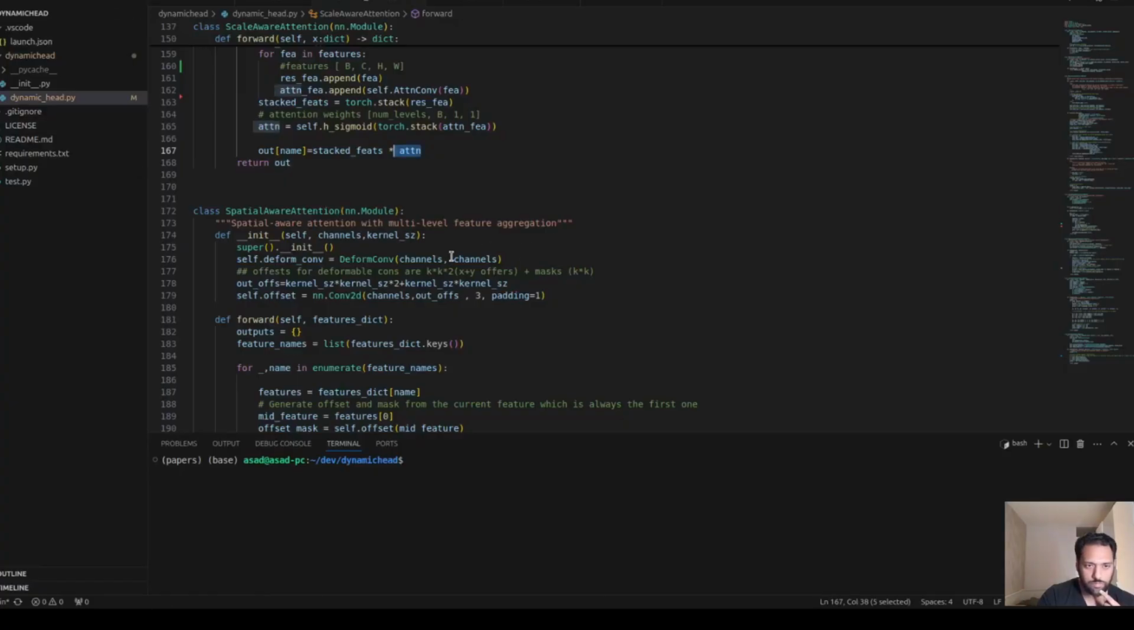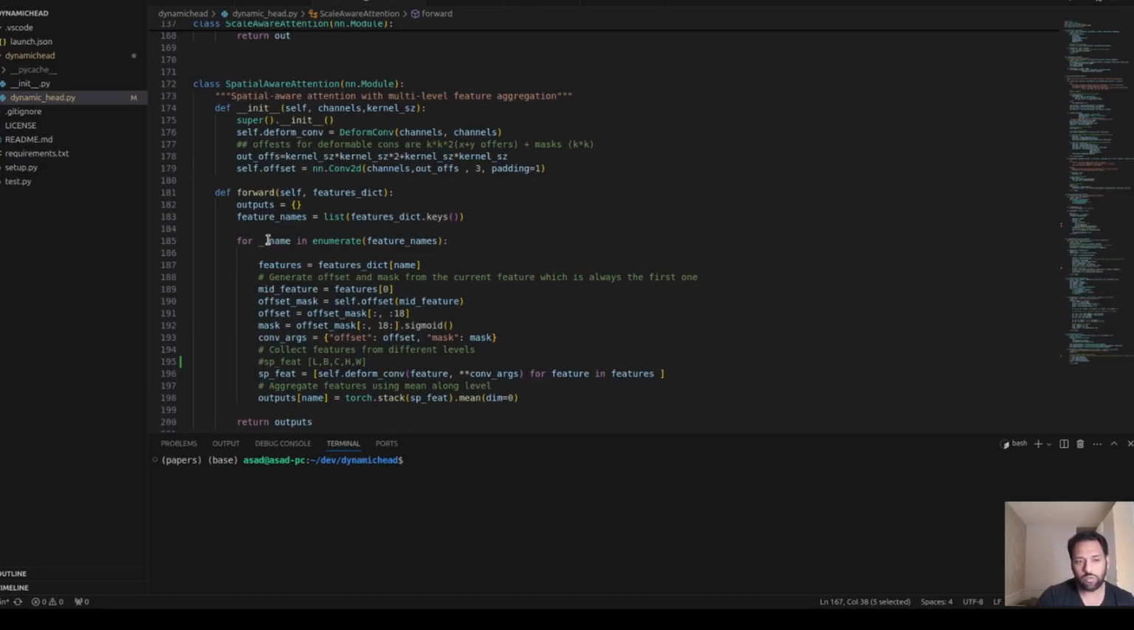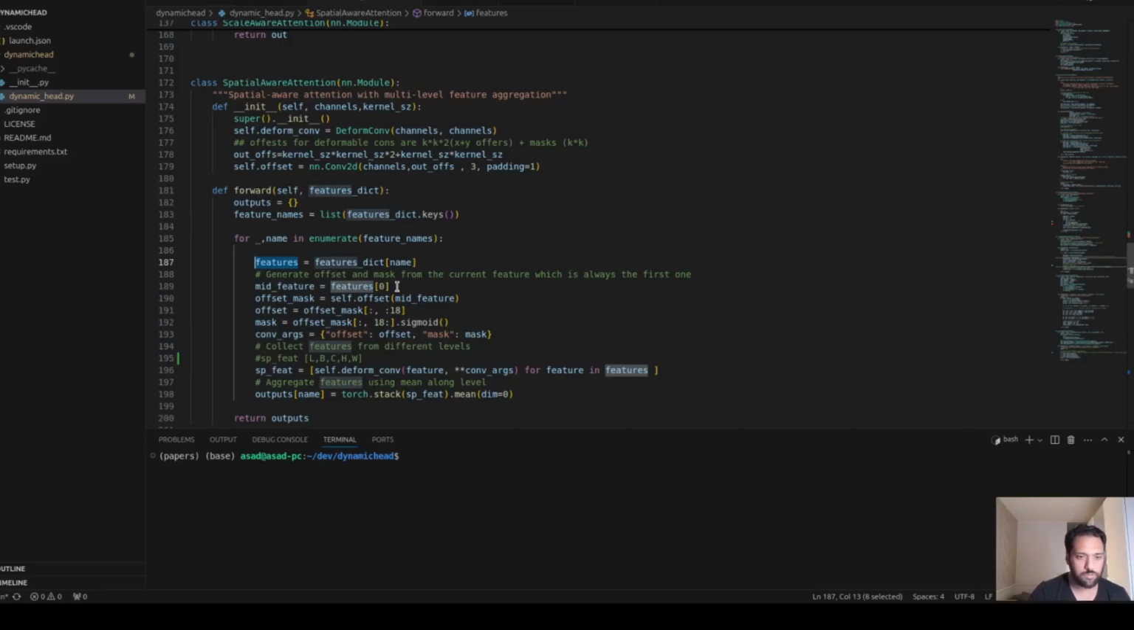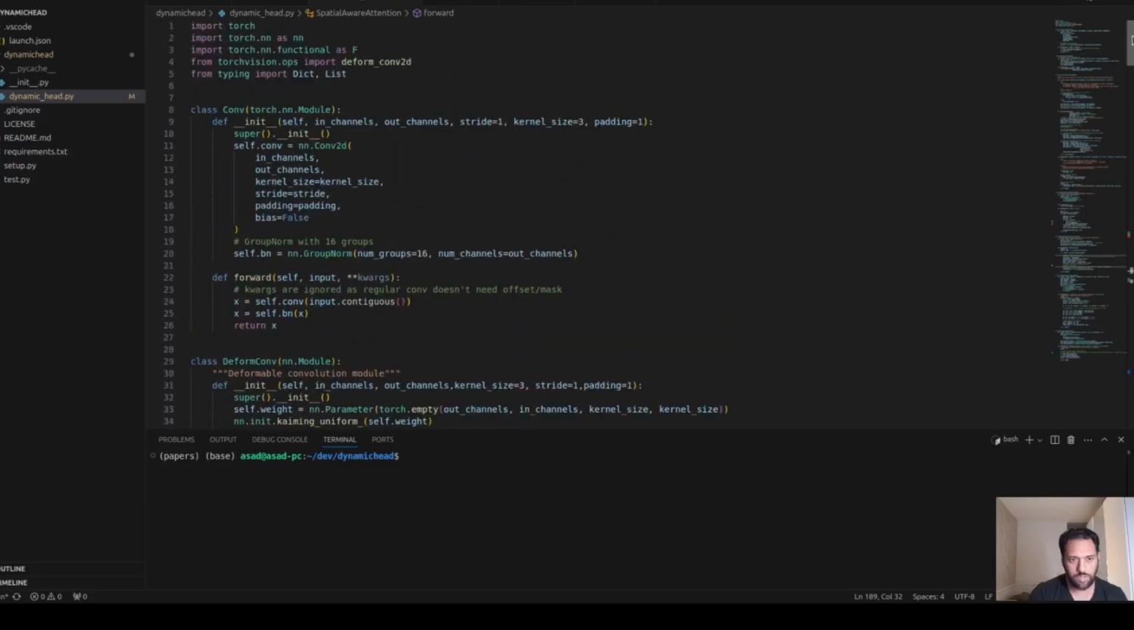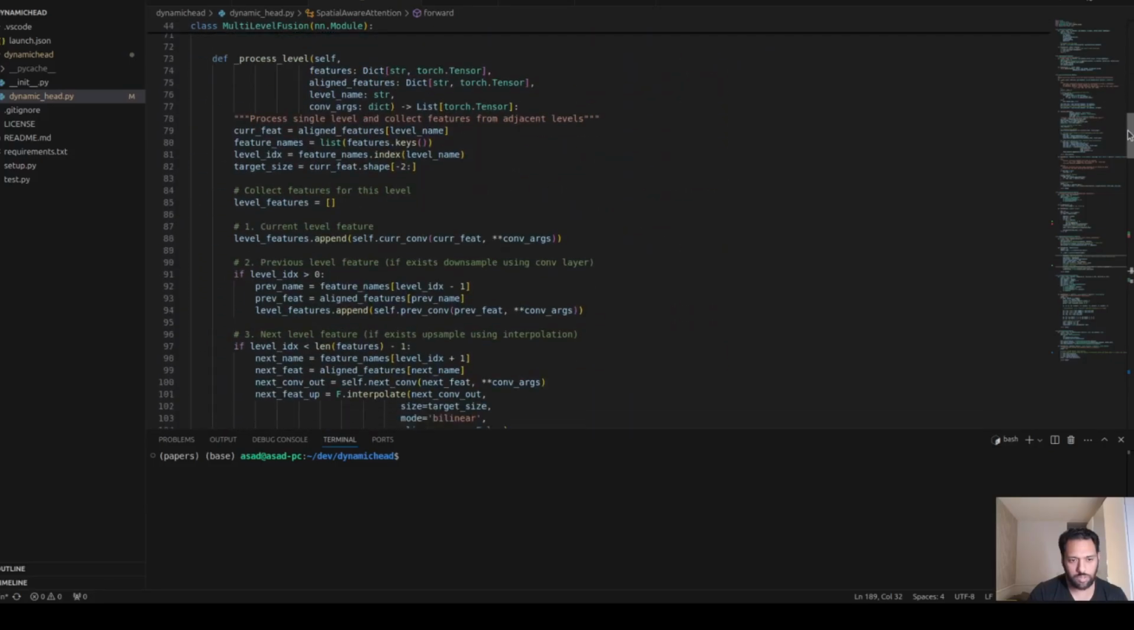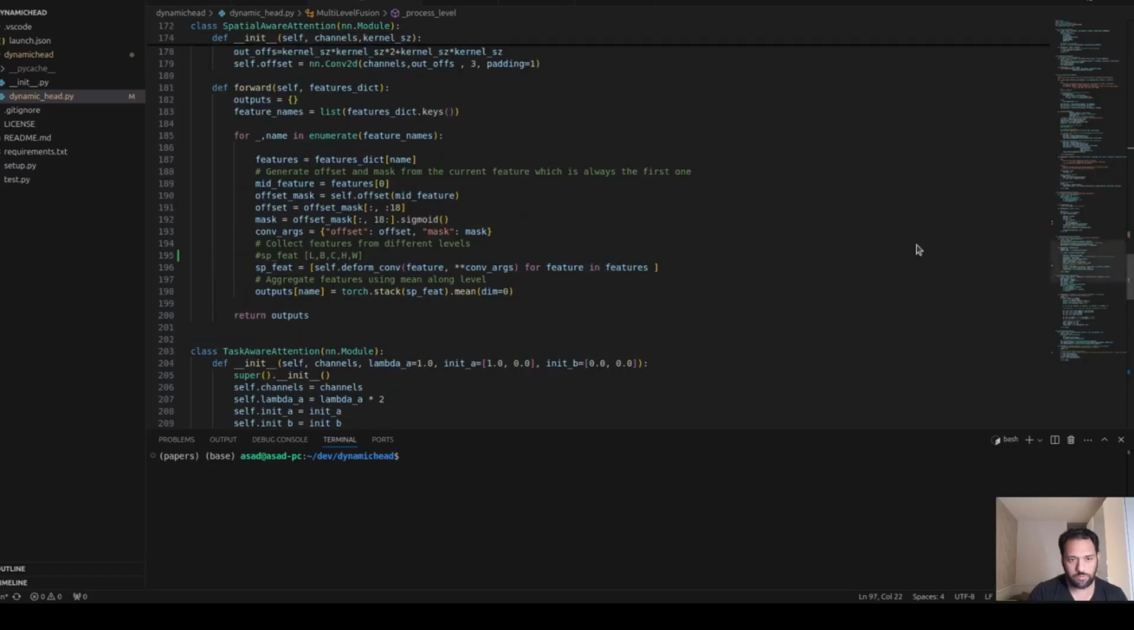And if we look at the code, this is the spatial level attention. We again go through the input dictionary, we get the current features, which is now the list, if you remember from the previous one: the current feature level and also the neighboring feature levels. So the current feature level is always the first one, right? If you remember from the previous one, the multi-level fusion, our current feature level goes first, so it is in the 0th dimension, and then the previous and the next one follow. So we get the first feature level, we calculate the offsets and mask for deformable convolution from the current feature level.